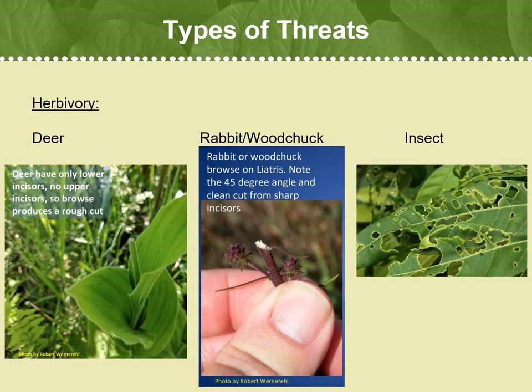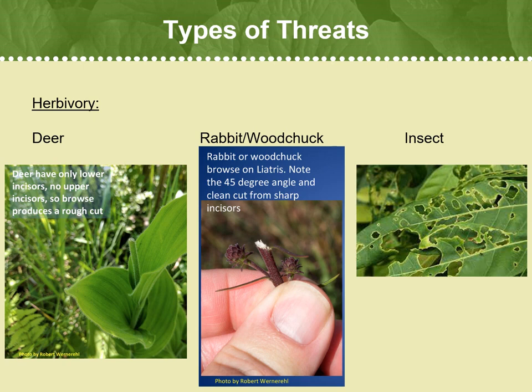Another potential threat that you may need to report on is herbivory. The most common herbivores that threaten rare plant populations include deer, rabbits and woodchucks, and insects. With the removal of most predators in New England, deer populations have exploded, resulting in an increase in deer herbivory. Deer lack upper incisors, so deer herbivory usually results in jagged edges on leaves and stems.